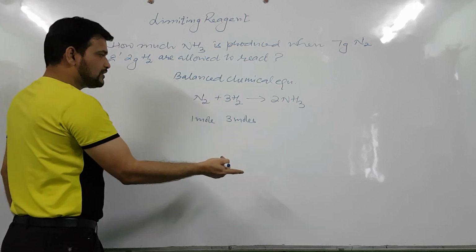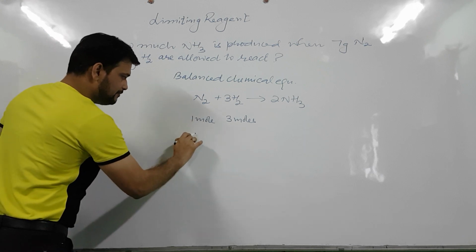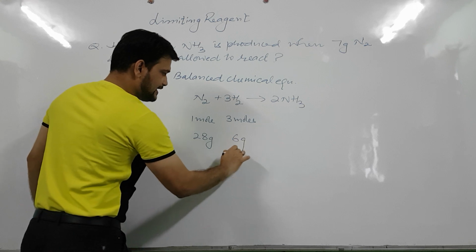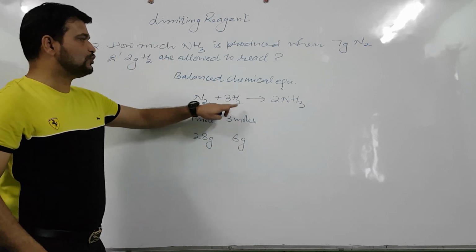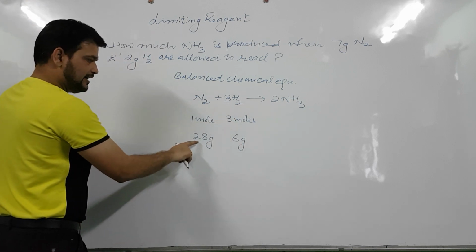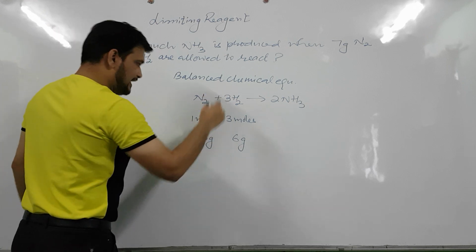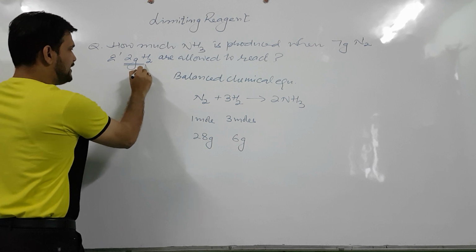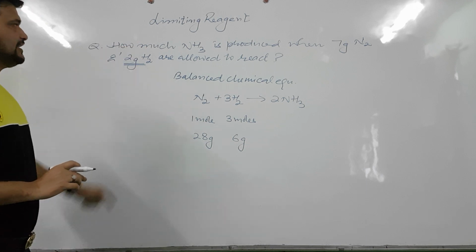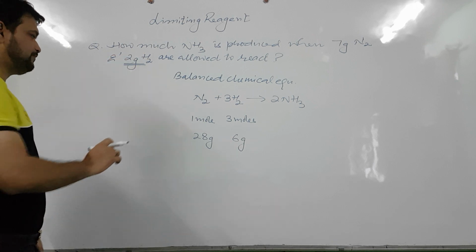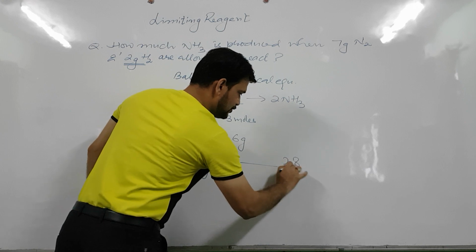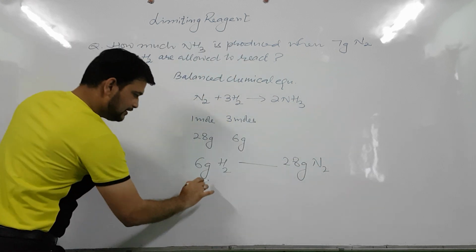So by using the mole concept, mole in terms of mass, 1 mole of nitrogen means 28 grams and 3 moles of hydrogen will be 6 grams, because the molecular mass of H2 is 2 gram and multiplied by 3 it will be 6 gram. So 6 gram hydrogen requires 28 gram nitrogen. So let us see how much nitrogen is required by 2 gram hydrogen, because in the numerical 2 gram hydrogen is given. So we have to go according to that condition, or you can say the mass of hydrogen also. So it is clear that 6 gram hydrogen requires 28 gram nitrogen.